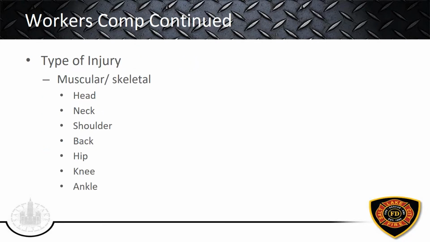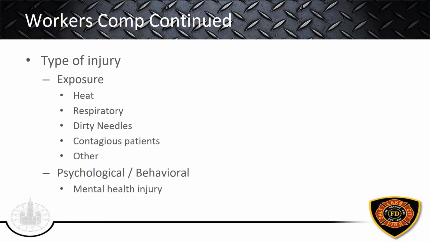We'll be collecting the type of injury. So was it a musculoskeletal injury, head, neck, shoulder, back, hip, etc. An exposure injury, heat exposure, respiratory, did you get a needle stick, exposed to a contagious patient, things such as that. And then one I think that is extremely important is our mental health. We'll be collecting that data too, and again, it will not be associated to an individual. Your information will be safe. It's just numbers.